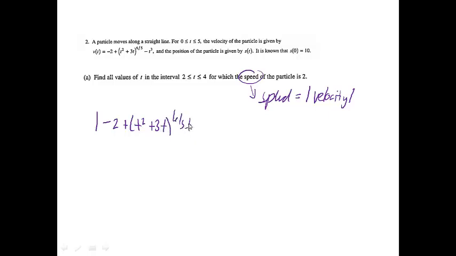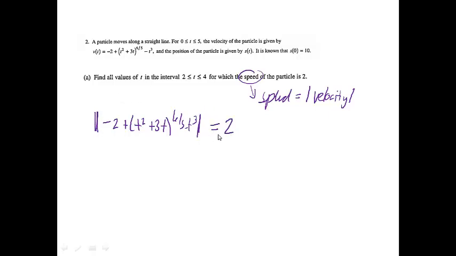Part A: Find all values of t in the interval from 2 to 4 for which the speed of the particle is equal to 2. Well, hopefully you remember that speed is equal to the absolute value of the velocity. So we need to find out where the absolute value of the velocity equals 2. The absolute value of the velocity is the absolute value of -2 + (t² + 3t)^(6/5) - t³. So that's the speed, and we would like to find out where that equals 2.